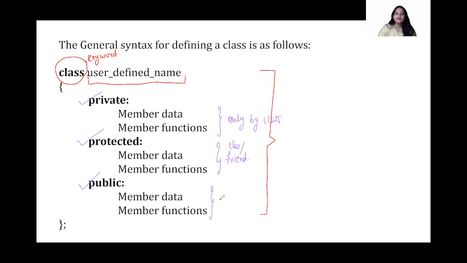Now, public can be accessed anywhere, okay? Anyone can access the public data members and member functions. So we have member data and member functions, and these data members and member functions can be declared under the private access specifier or a protected access specifier or public access specifier. Now you might ask, why do we need this?